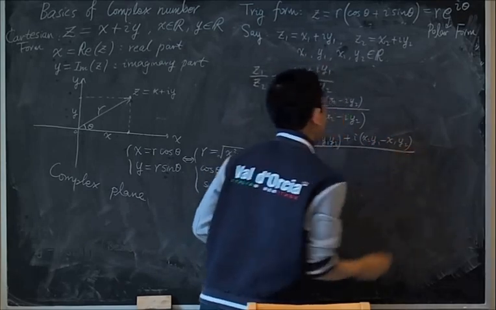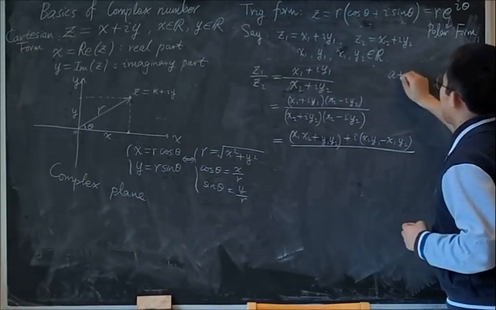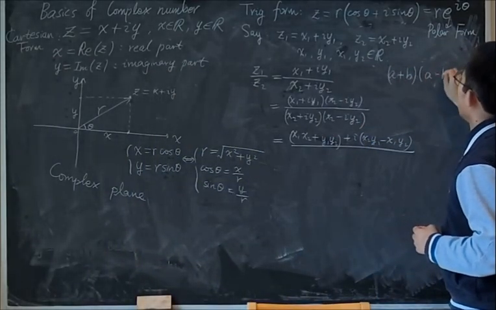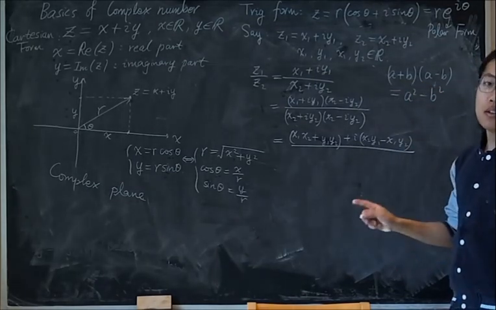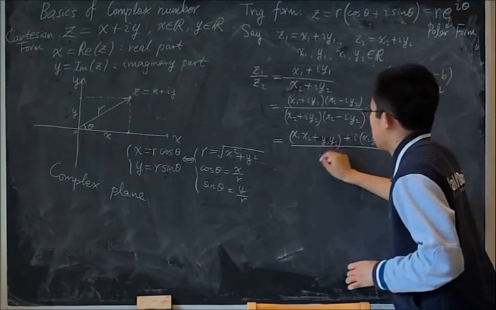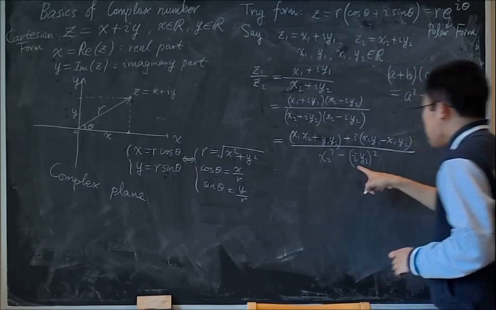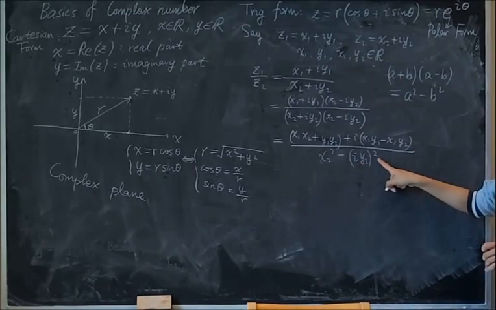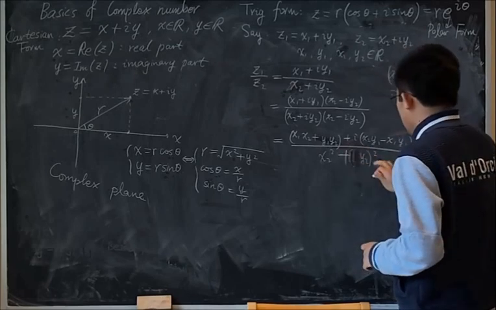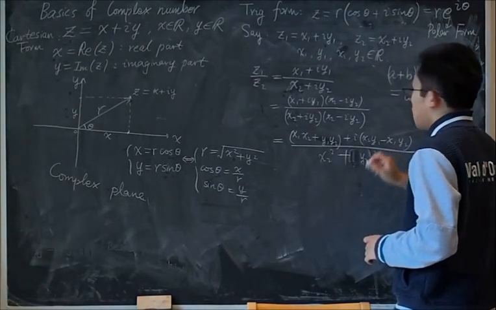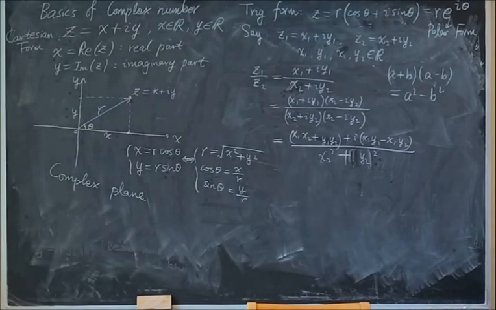As for the bottom, remember that a plus b times a minus b is just a squared minus b squared. So over here, we apply exactly the same rule. That is just x2 squared minus i y2 squared. But remember that i squared is -1. So this term actually turns out to be just the positive of y2 squared. And that's it. Okay, so this is division.